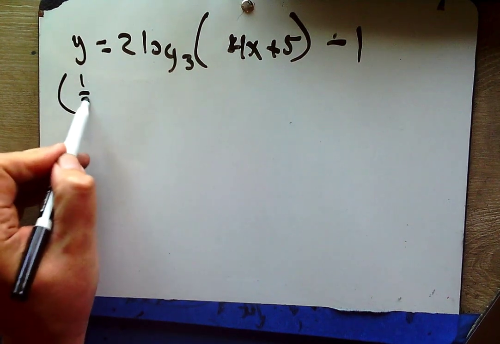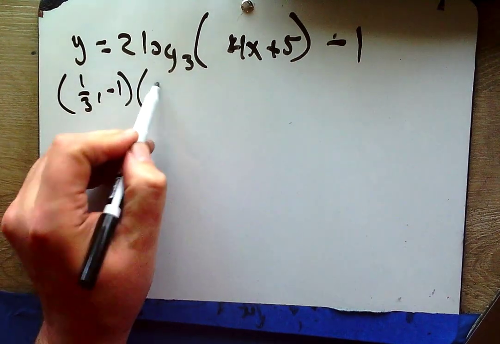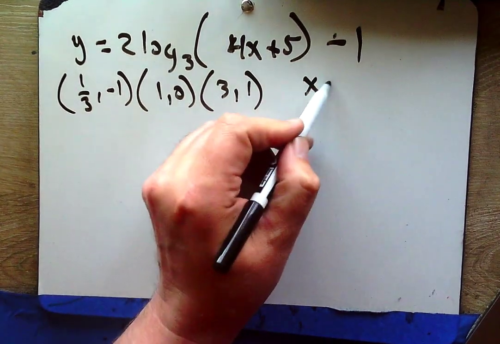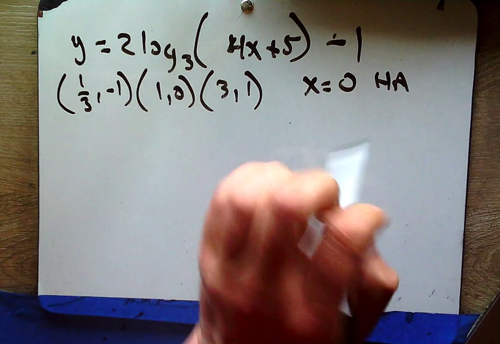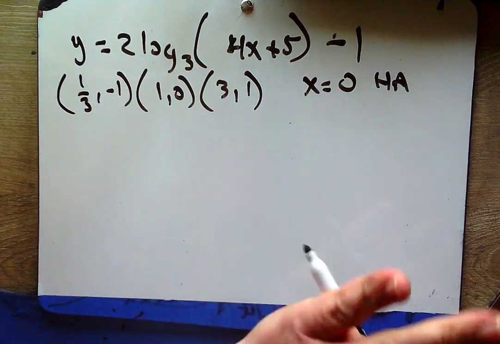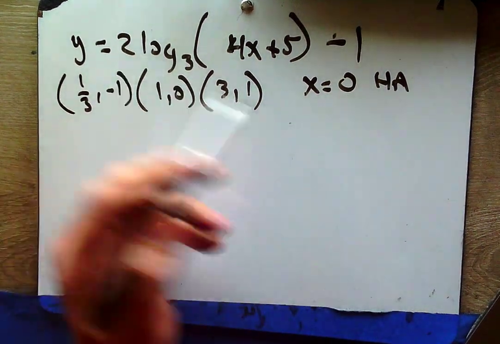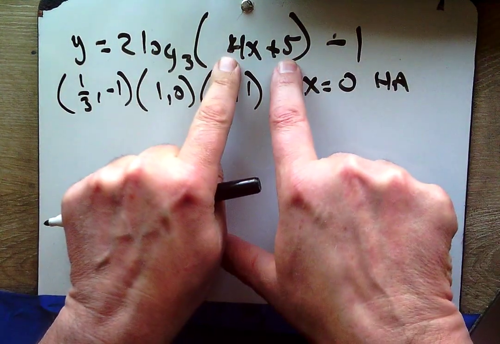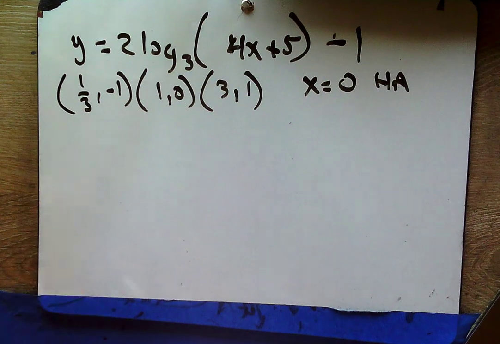So reference points: 1/3, -1; 1, 0; 3, 1. Really, don't forget this, because if you forget this now, you're going to forget it later as well. At least this has been my experience. Two y transformations, two x transformations. Let's do one of each.